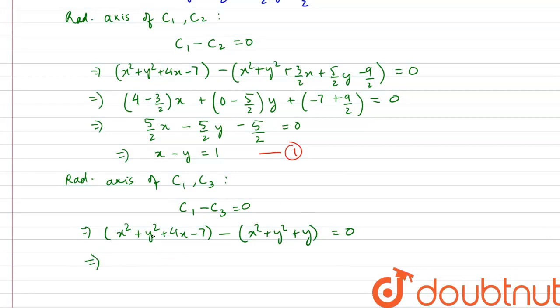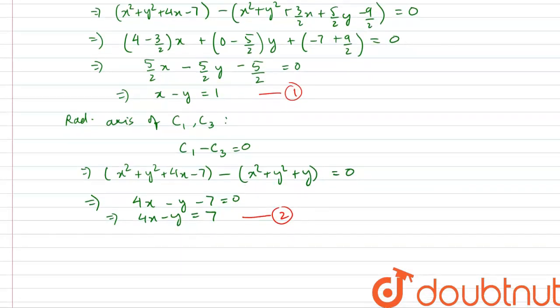Now let us find the equation. x squared and y squared cancel out, and we will have 4x and then minus y and then minus 7 is equal to 0. This implies that 4x minus y is equal to 7. So this is what we will call equation number 2. So we have the two radical axes, and now we need to find the intersection of these radical axes to find the radical center.